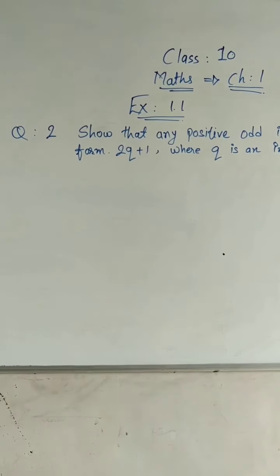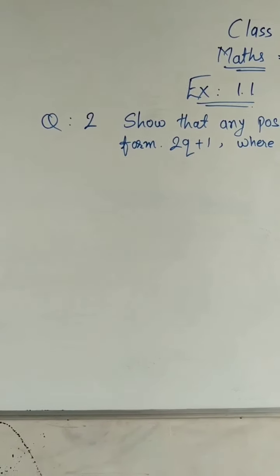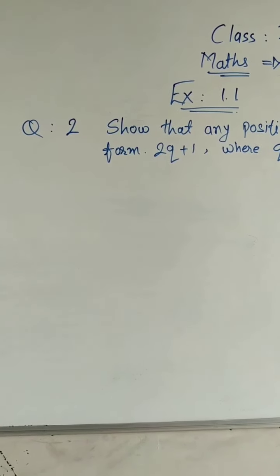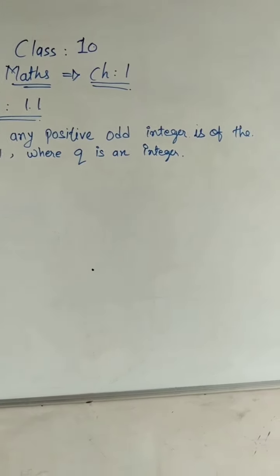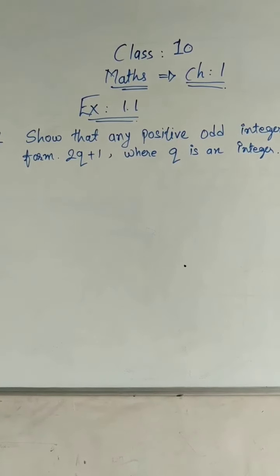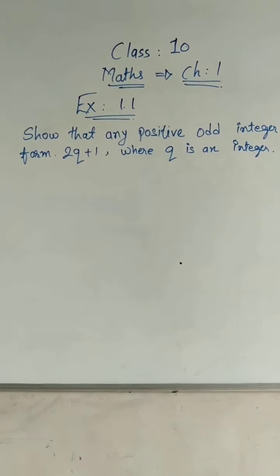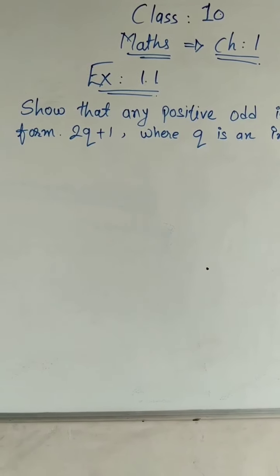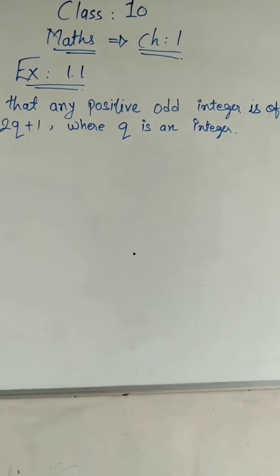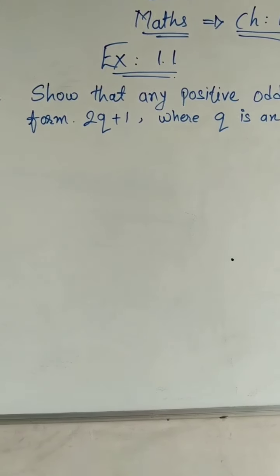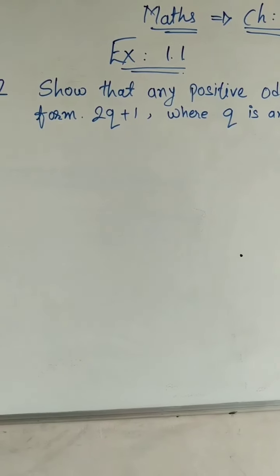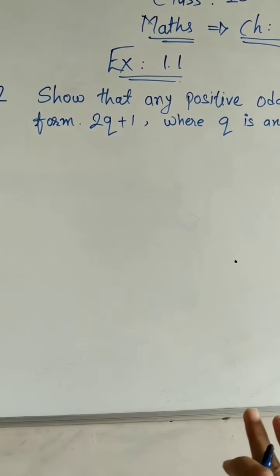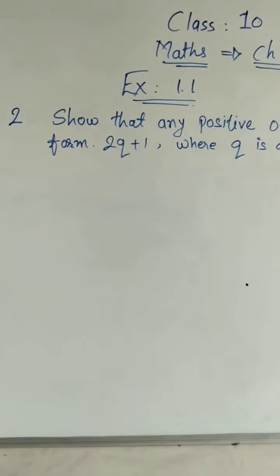So here we are ready with exercise 1.1, question number 2 of the textbook, which says: show that any positive odd integer is of the form 2q plus 1, where q is an integer. Actually this is not the same question from the textbook. The question from the textbook is show that any positive odd integer is of the form 6q plus 1 and 6q plus 3, but that we will see later on, because first we will start with the basic question, which is this one. This is given in an example.